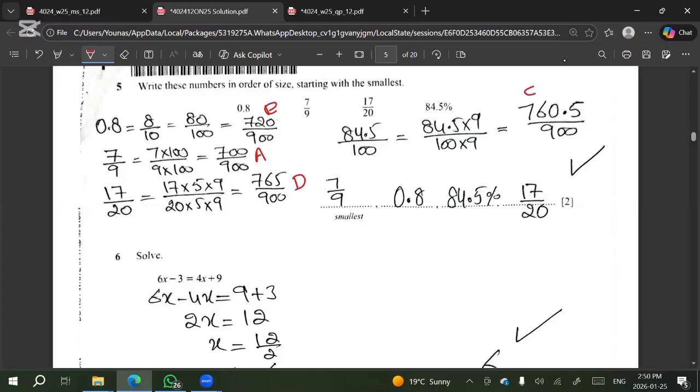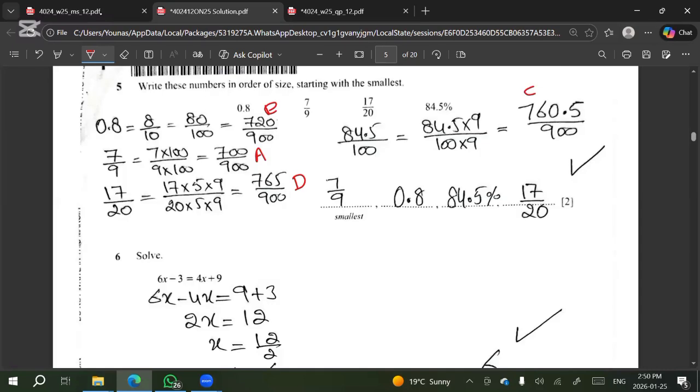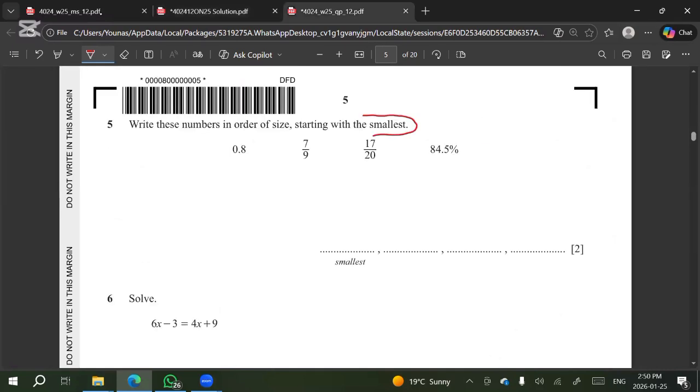In the answer, you will write the original fractions. So the first one will be 7 by 9. Then you will have 0.8. Then you will have 84.5. Then you will have 7 by 20. So let's check. Okay. So 7 by 9, 0.8, 84.5 percent and 7 by 20. So this is how this is done. The trick, remember this trick, how we do this.